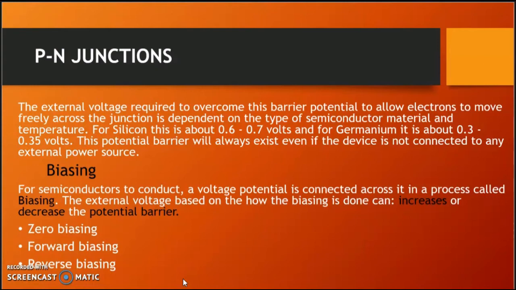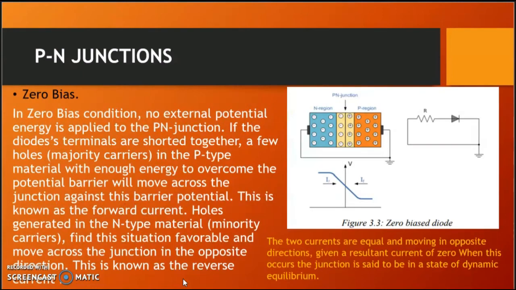The first type of biasing we talk of is zero biasing. We have three types we are going to discuss: zero biasing, forward biasing, and reverse biasing. Maybe if you're hearing these terms for the first time, don't worry. At the end of this section, you'll understand what each type of biasing means. So let's talk about zero biasing.